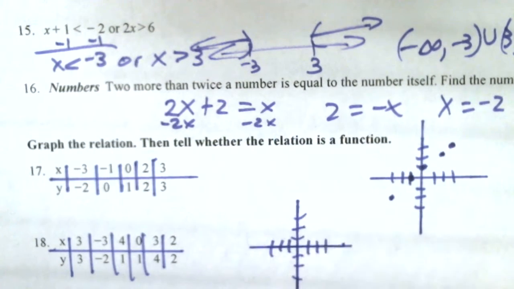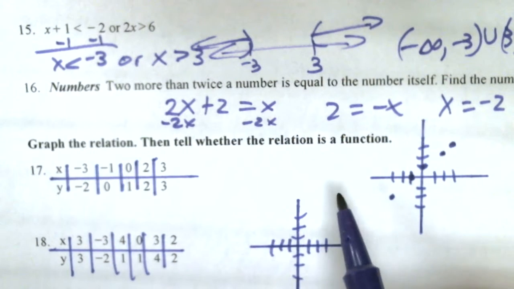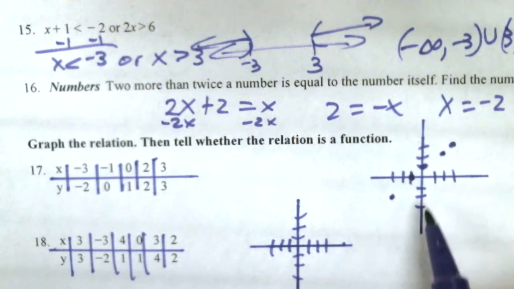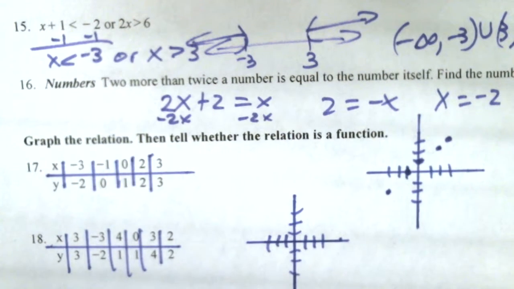And then we're to tell if it is a function. Remember, to tell if it's a function, we would use the vertical line test, and there's no place in here where a vertical line would hit more than 1 point. So yes, it is a function.